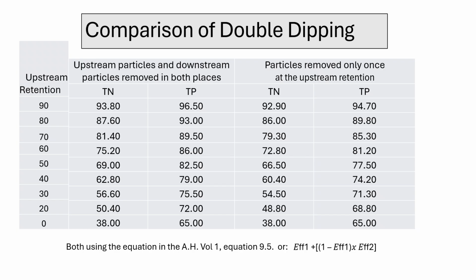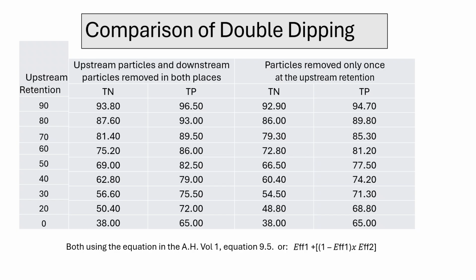The equation you see here, F1 plus (1 − F1) × F2, is an example of a calculation method specifically derived from equation 9.5 in AH Volume 1, where this double-dipping effect can manifest when the removal function is not properly adjusted for in such a series removal equation. It essentially double dips, giving us a falsely high removal efficiency by counting particles as removed multiple times that were only actually removed once.